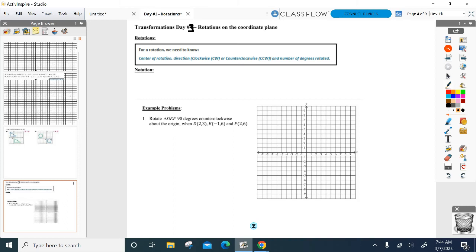Let's go over notation. Remember, lowercase r was for reflection. Here's why. Uppercase R.